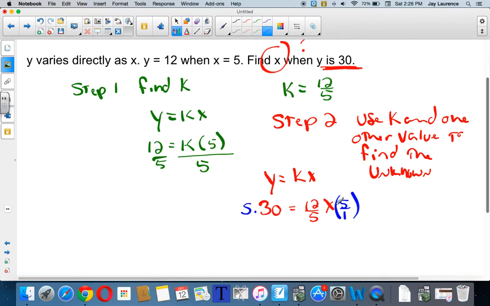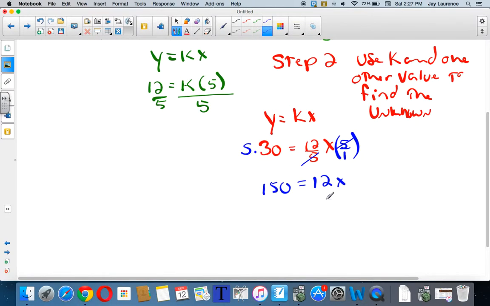So I'm going to multiply by 5 over 1 here and multiply by 5 over here. I'm going to do that because it's going to get rid of my fraction. So I'm going to have 150 equals 12x. And now I've got a one-step equation. I'm going to divide by 12, divide by 12.